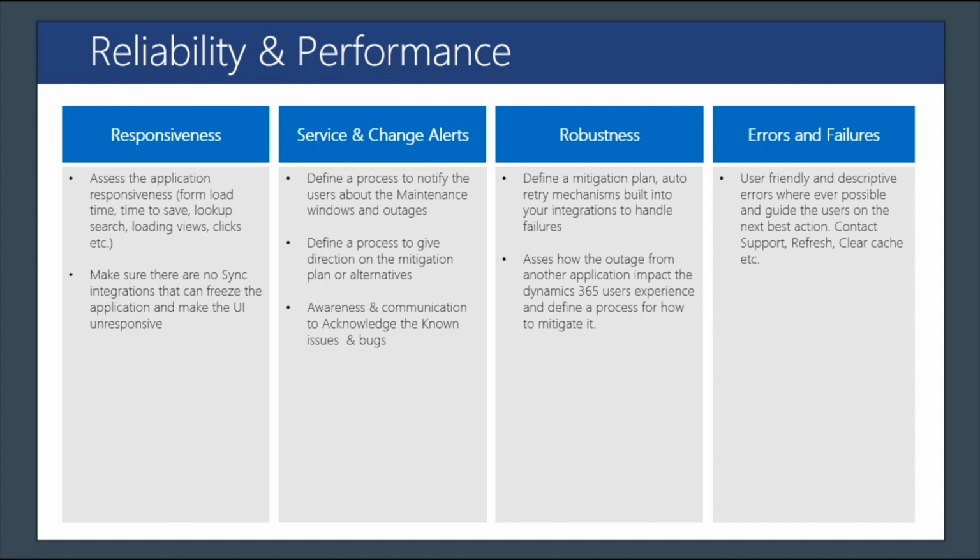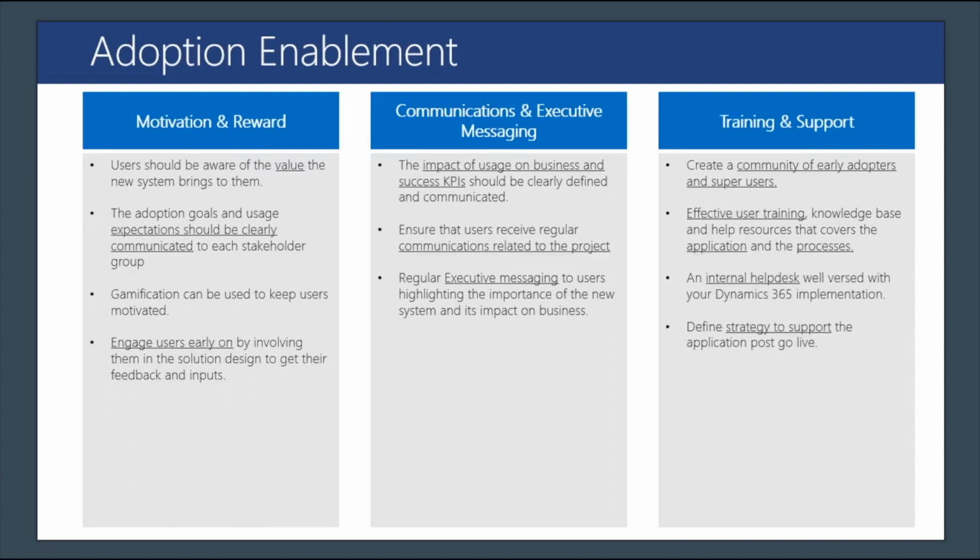So with that, I think we'll come to the next one, which has to do with adoption enablement. And this is where we're going to be talking a little bit about motivation and reward. What is the reward system for your end user? If they ask a question, why should I be using your new system? We should have a clear value statement for them. What is the value that it brings to the business? What is the value that it brings to the end user? Both of these are equally important.